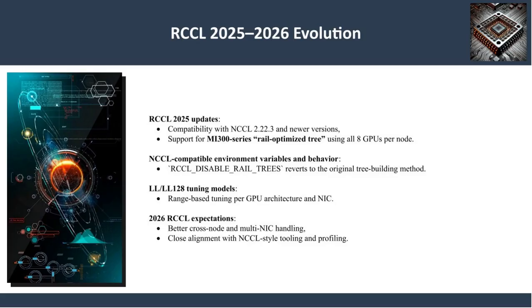RCCL 2025 introduces compatibility with NCCL 2.22.3 and newer, supporting MI300 series with all 8 graphics processing units per node. It includes RCCL disable rail trees for reverting tree building methods. LL128 models offer range-based tuning per graphics processing unit architecture and network interface card. By 2026, expect improved cross-node and multi-network interface card handling, aligning closely with NCCL tooling and profiling.